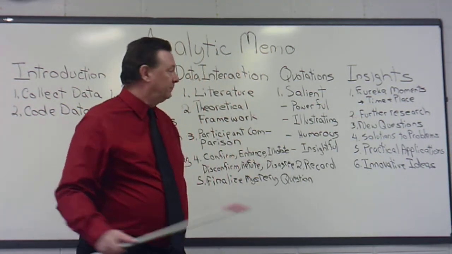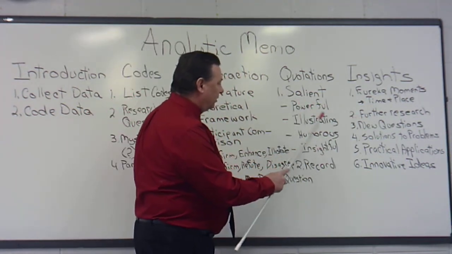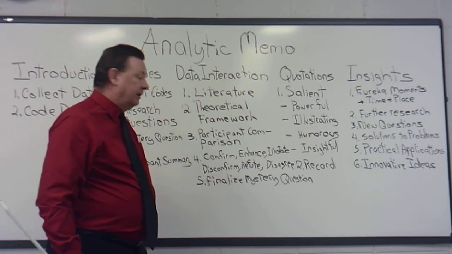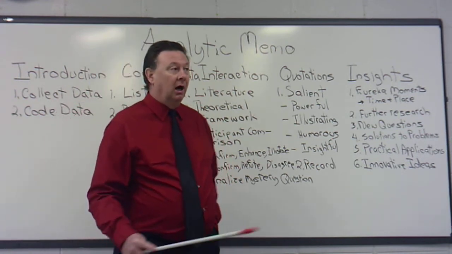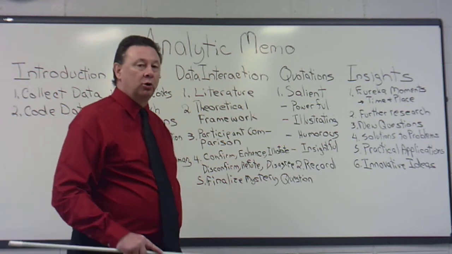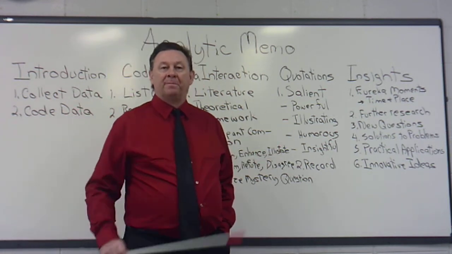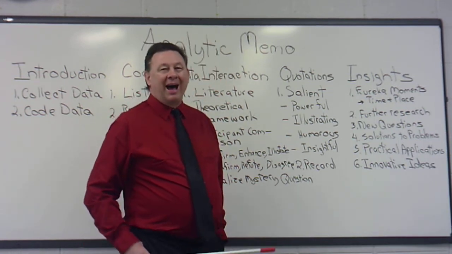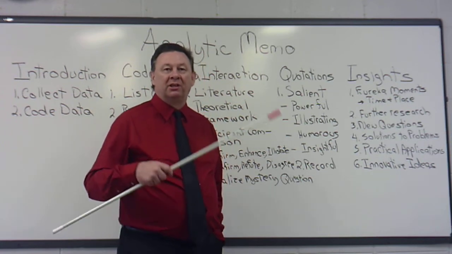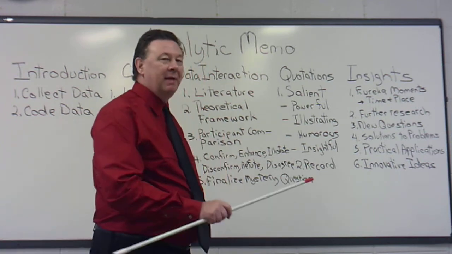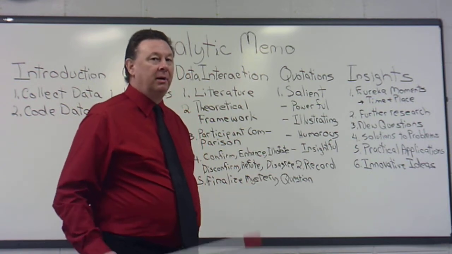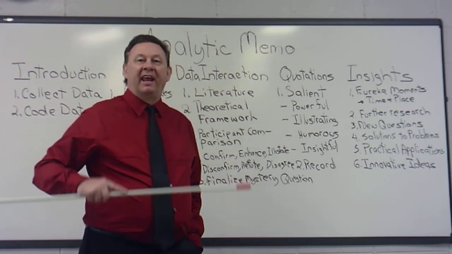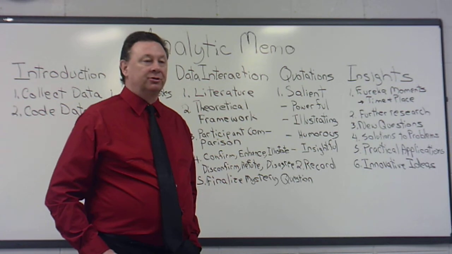Quotations from your data should be salient, powerful, illustrating, humorous, or insightful in some sort of way. Qualitative dissertation committees are going to expect to see you sprinkle into your narrative a variety of quotations, anecdotes, metaphors, things that come from your participants. And they should be the type of quotations that help explain the answers to the research questions.